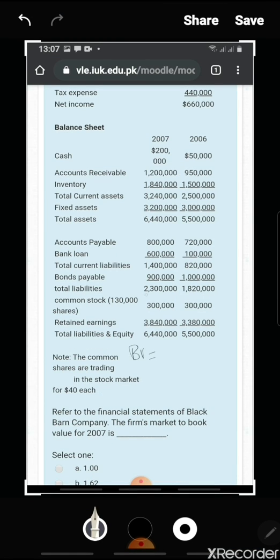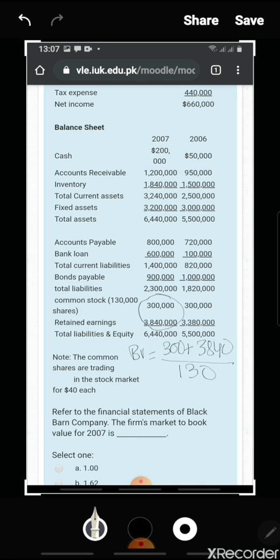the book value will be common stock and retained earnings. So this is your common equity. Once again, 300 plus 3840, and you are going to divide it by the number of shares, which is 130. If you do this, you will get the book value amount.